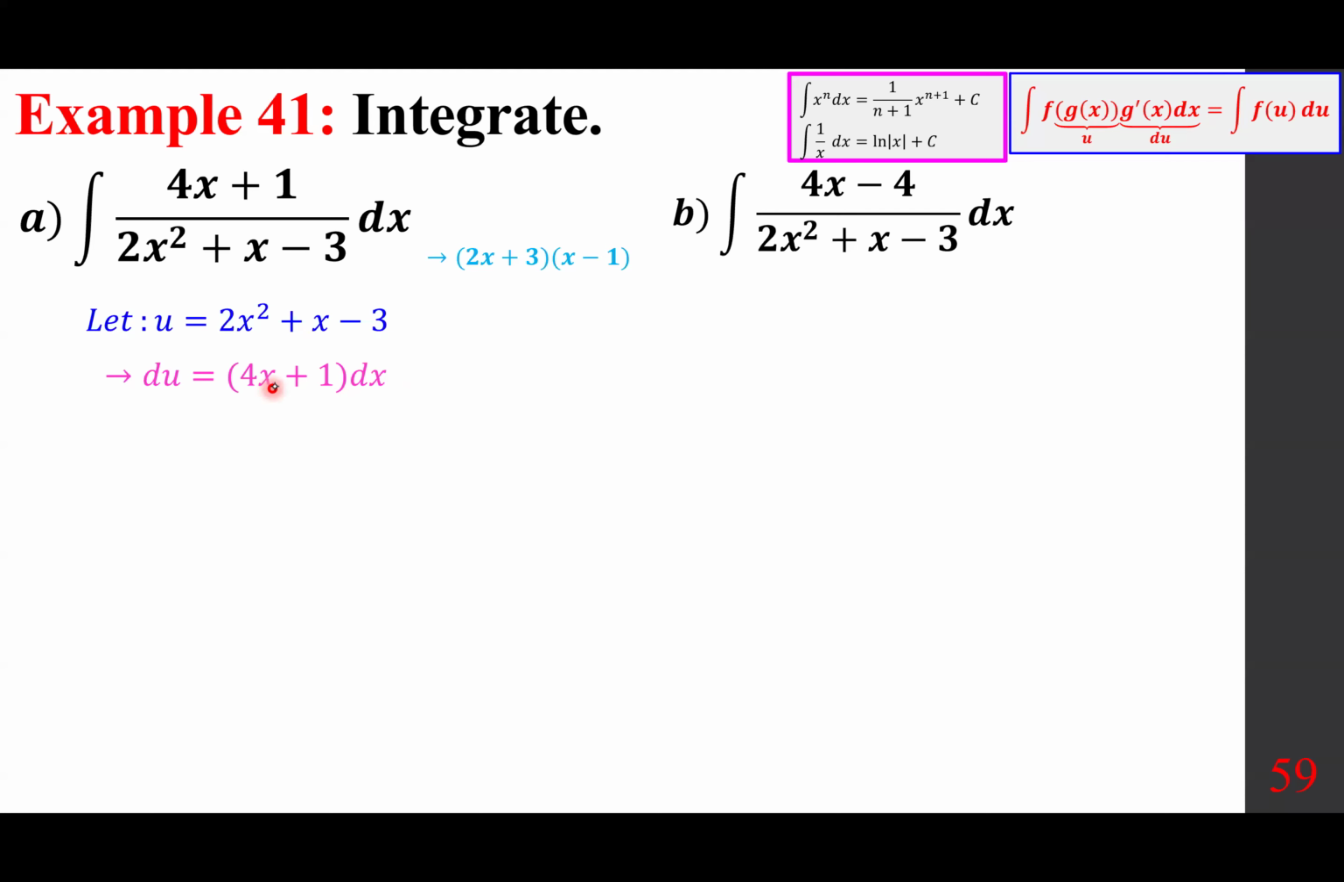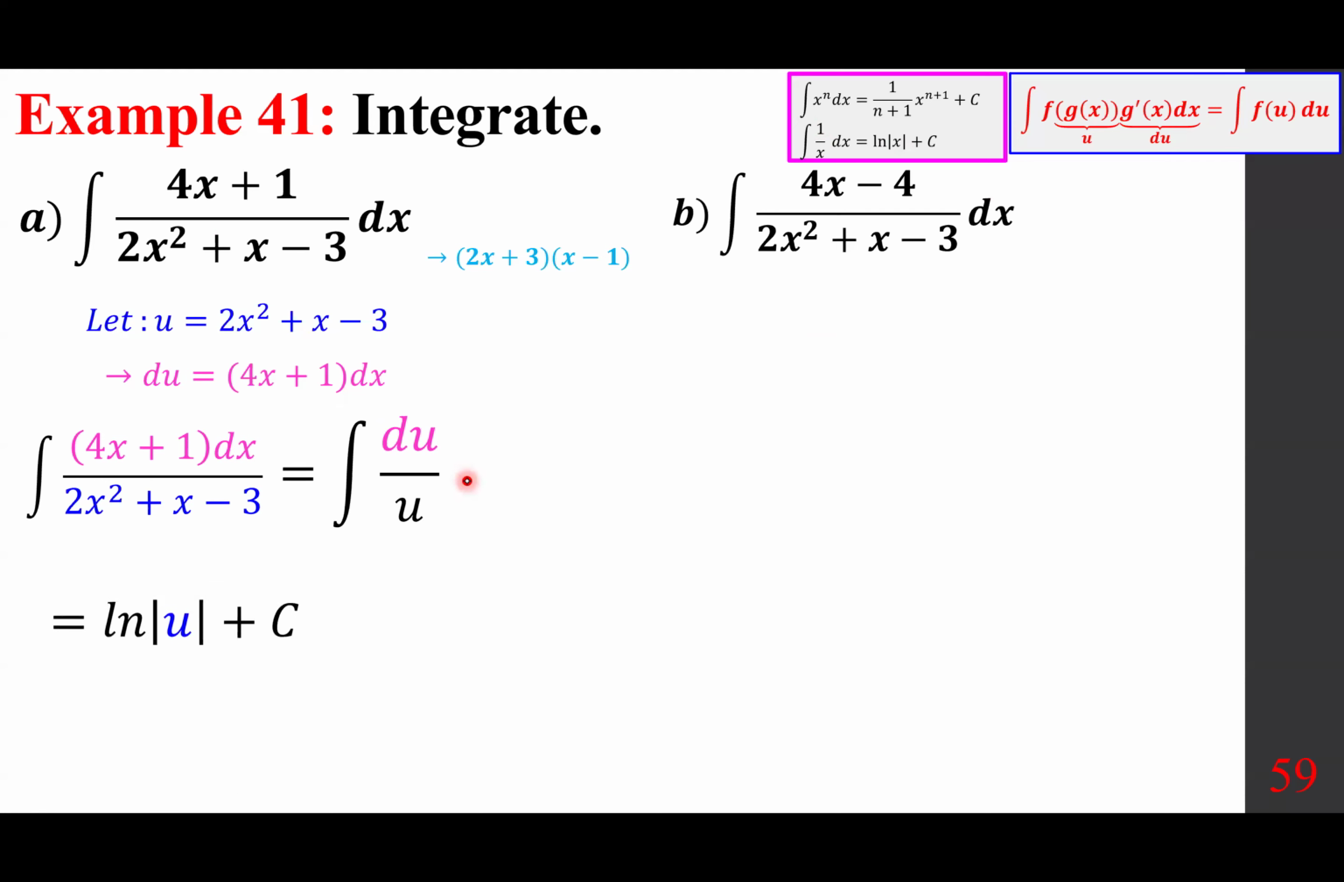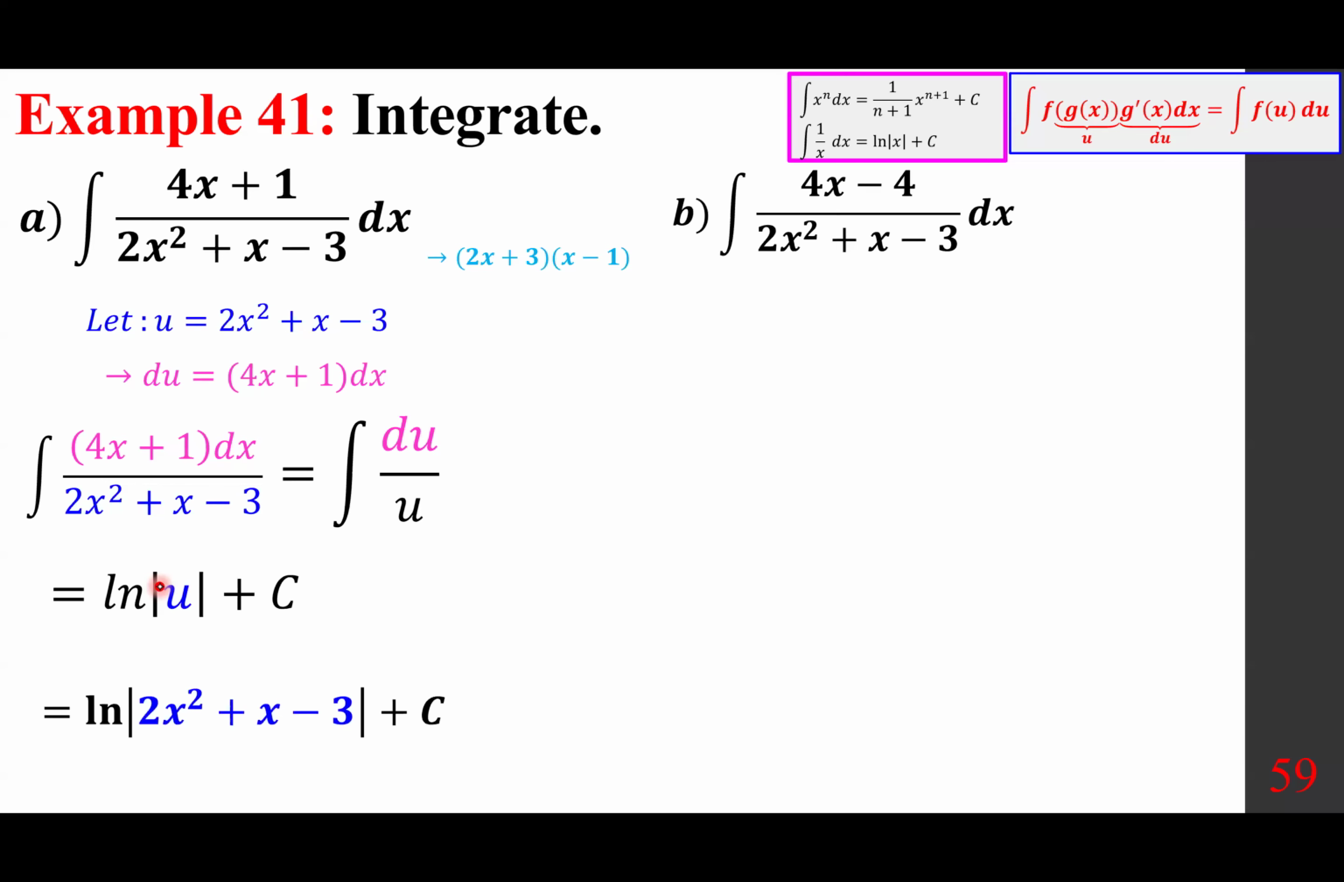And to make sure we understand what's going on, I'm going to put the dx at top next to 4x plus 1. So now I have du over u, and this integral, we know that the integral of 1 over x dx is natural log, so this one is also natural log of u and a constant. And you replace the u, and you're done. That's all there is to it. And you keep it in an absolute value. By the way, if this function ends up being positive, you can get rid of the absolute value, put it in a parenthesis.